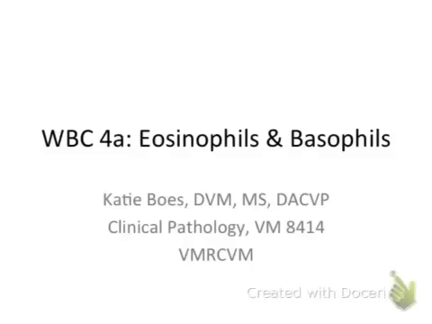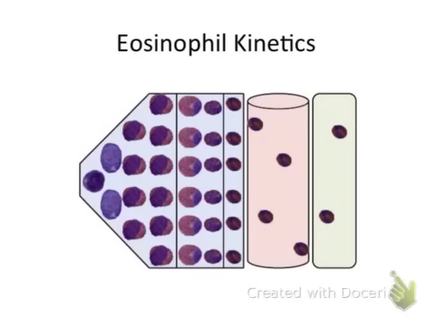This lecture is going to be on eosinophils and basophils. Eosinophil and basophil kinetics are similar to those of neutrophils in that there are bone marrow proliferation and maturation pools, circulating and marginal blood pools, and a terminal tissue pool.